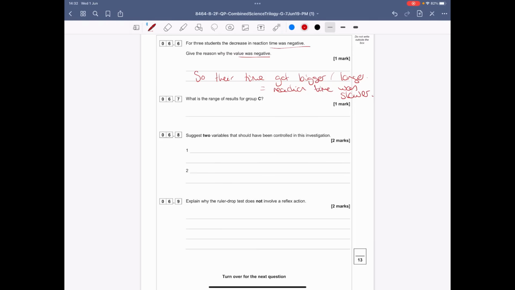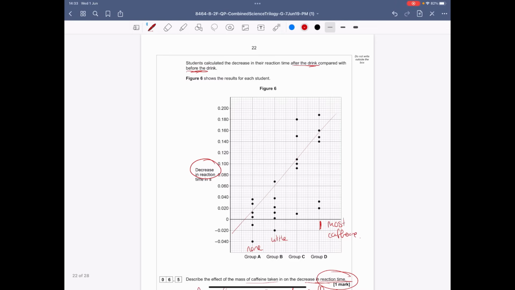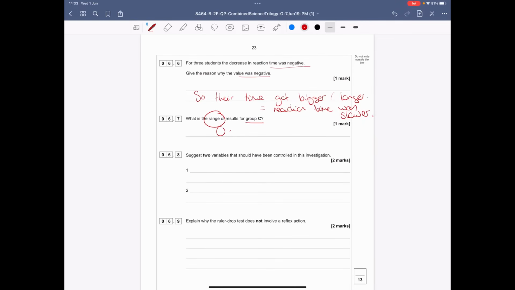What is the range of results for Group C? So we have to go back to our graph now and we're looking at the range. The range is the difference between the highest and lowest. So if we look at our highest value, we can see it is at 0.18 and the lowest value is 0.01. So we would then subtract 0.18 minus 0.01 to give us 0.17.